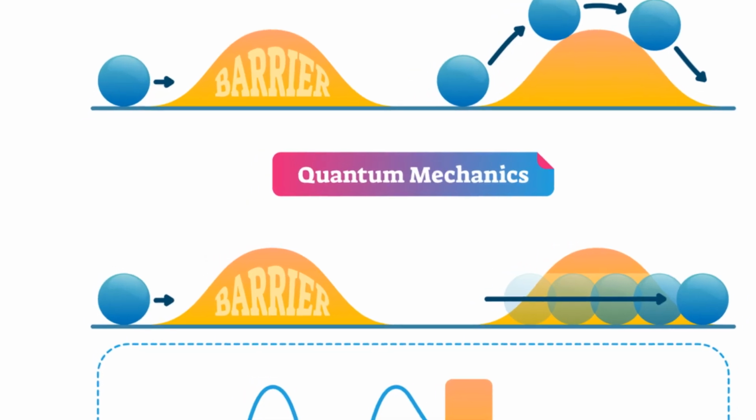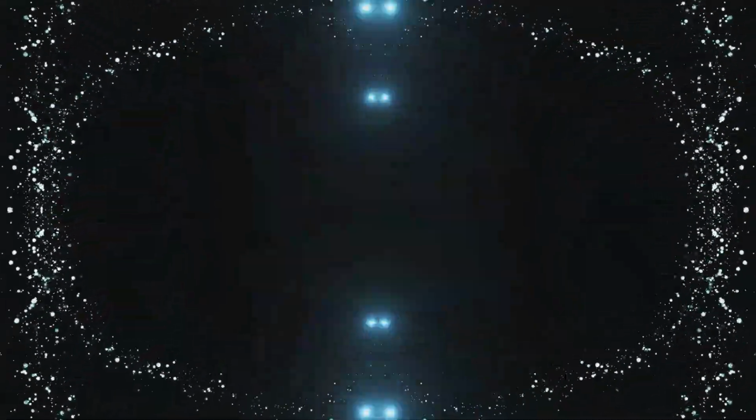Quantum tunneling is a phenomenon where particles pass through barriers that they seemingly shouldn't be able to. This occurs because particles can exist in multiple states simultaneously, known as superposition, and can borrow energy to cross barriers.